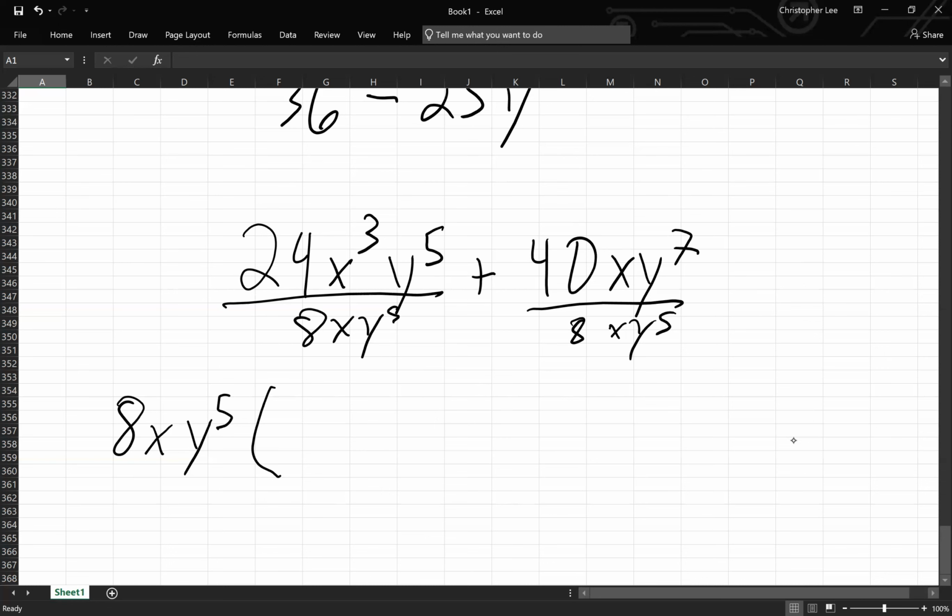Well, 24 divided by 8 is what? Okay. What else? To the what? Y to the 5th, y to the 5th cancels out. Plus, what's 40 divided by 8? It was 5. X and x cancel out. This is y to the what? Second. Good. That's the end of the problem.